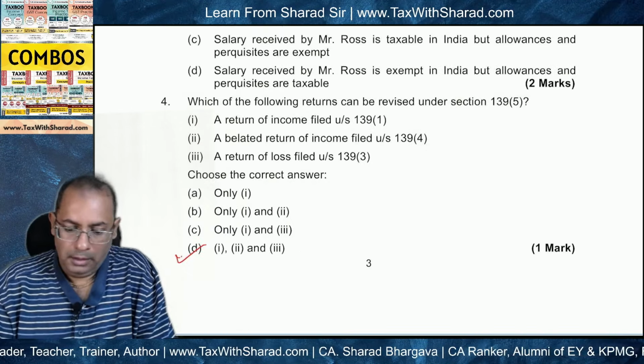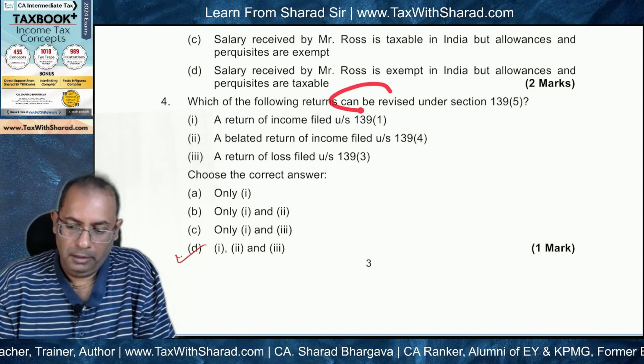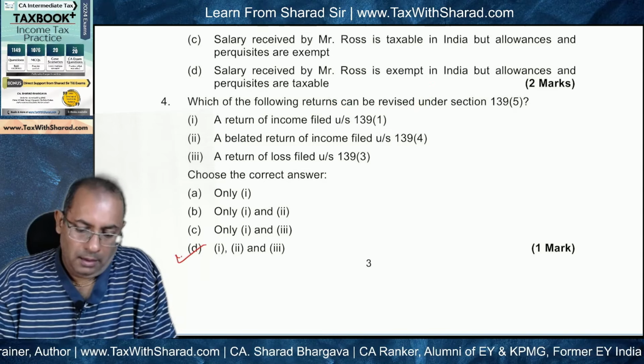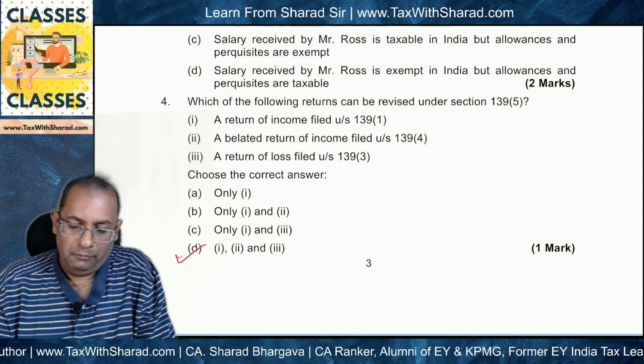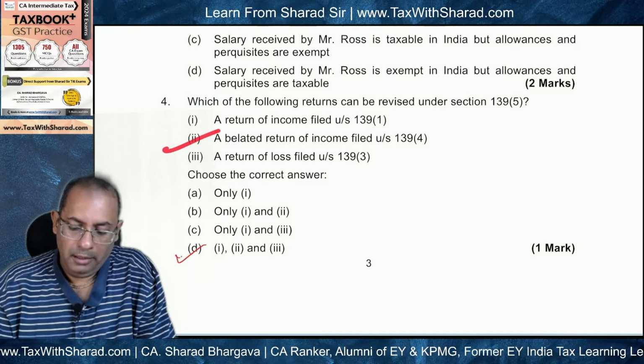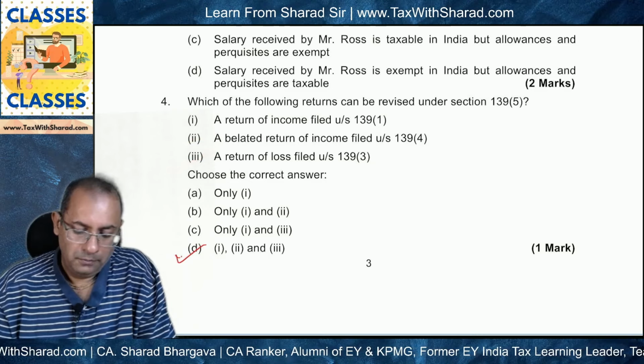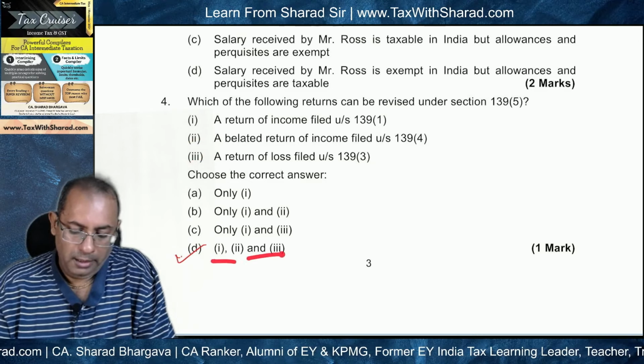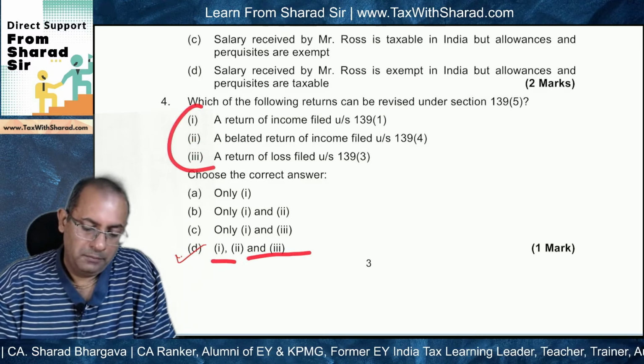The last one is, which of the following returns can be revised? A return of income filed under 139(1), that is a regular return of income, a belated return of income, or a return of loss. And the correct answer is 1, 2, and 3. Basically, all of these can be revised.